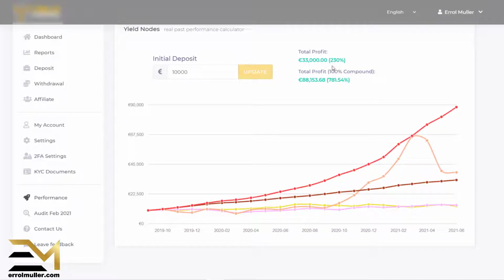and it increased from 230% all the way up to 781.54%. All of this due to a compound interest investment.